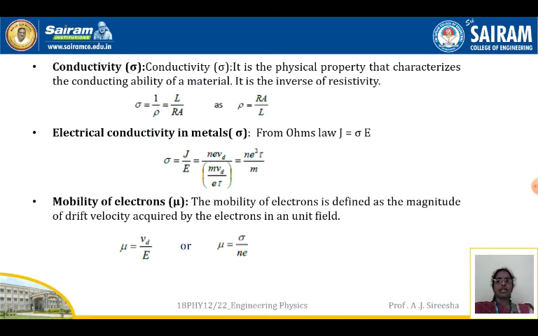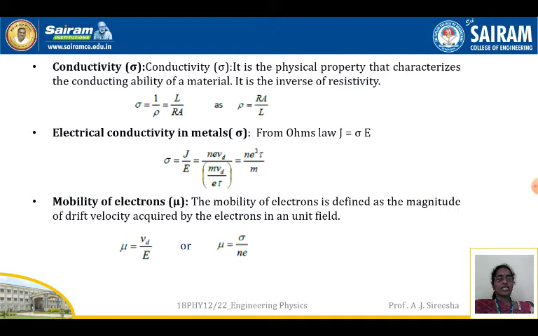Conductivity sigma is a physical property that characterizes the conducting ability of a material. It is the inverse of resistivity. Conductivity means the flow of electrons, and resistivity is the opposite of conductivity. That is, conductivity and resistivity are inversely proportional. That is, sigma is equal to 1 by rho, which can be written as L by RA, as rho can be written as RA by L.